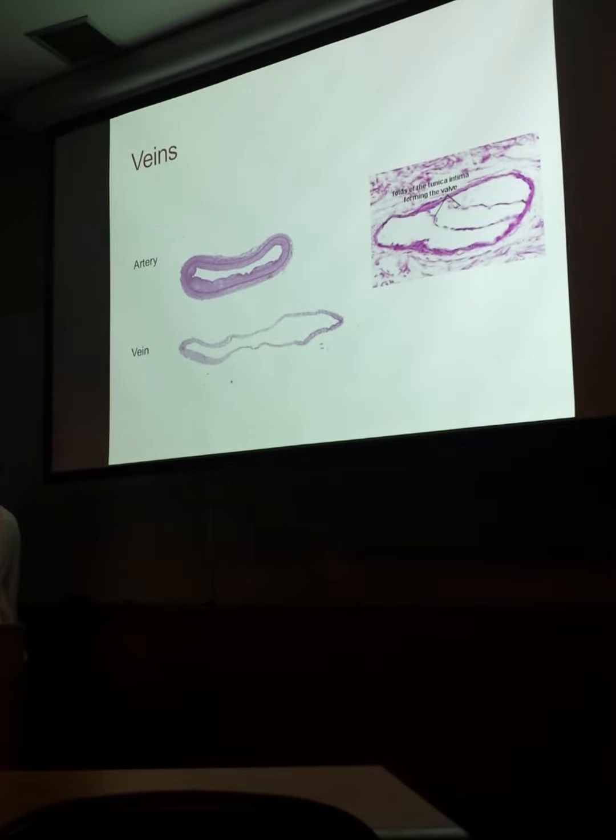In contrast, I wanted to show you again the veins, where the walls are so much thinner than the arteries, with much less elastic tissue, and they're able to expand more easily because they have less resistance. Remember we talked about this stretchy-looking balloon, and they're able to accept volume from the arteries.